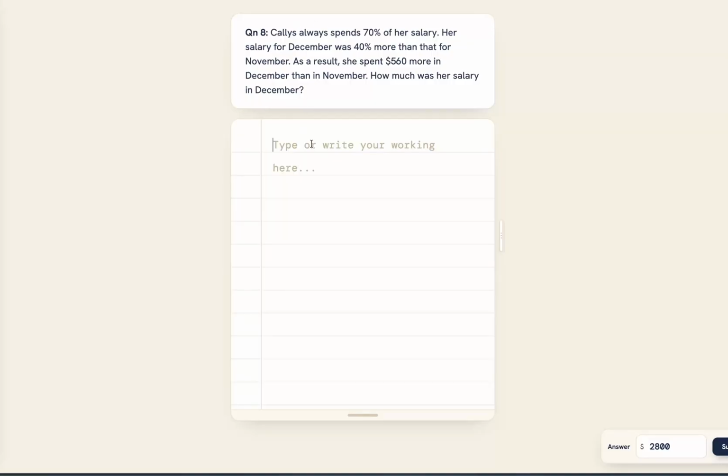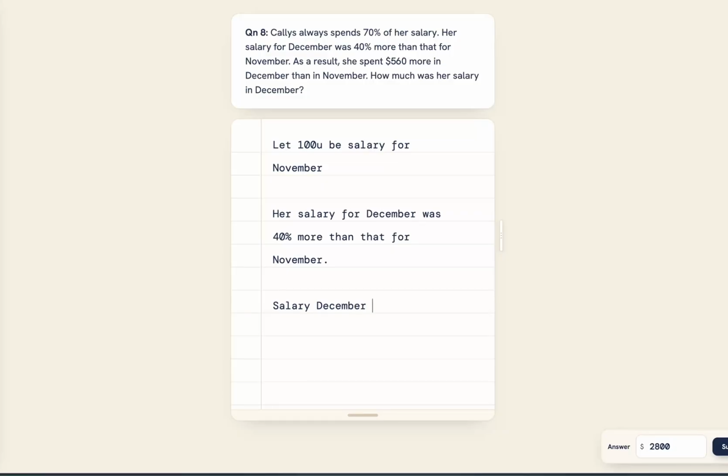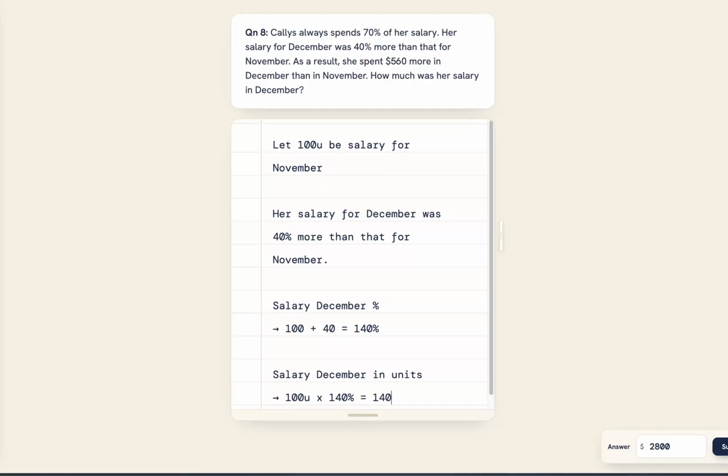So in this case, for the salary in December, let's say, let 100 units be salary for November. Because her salary for December was 40% more than that for November, means the salary for December, in terms of percentage, is equal to 100 plus 40%, which is 140%. So that means the salary in December in units over here will then be equal to 100 units times 140%. This will give us 140 units.